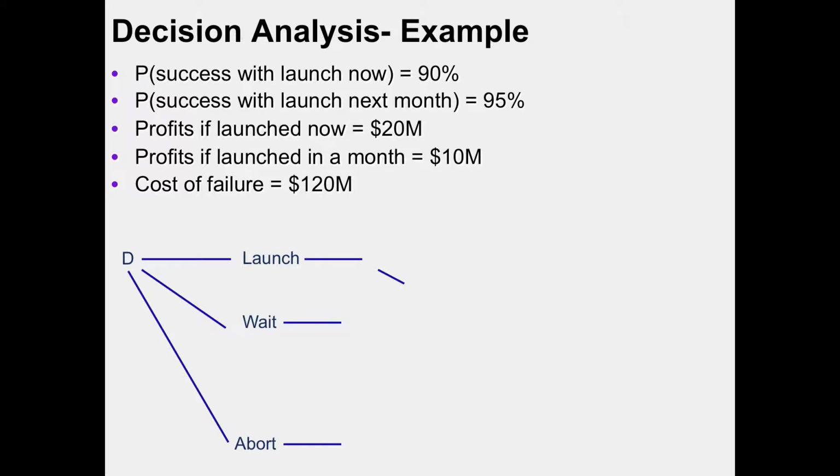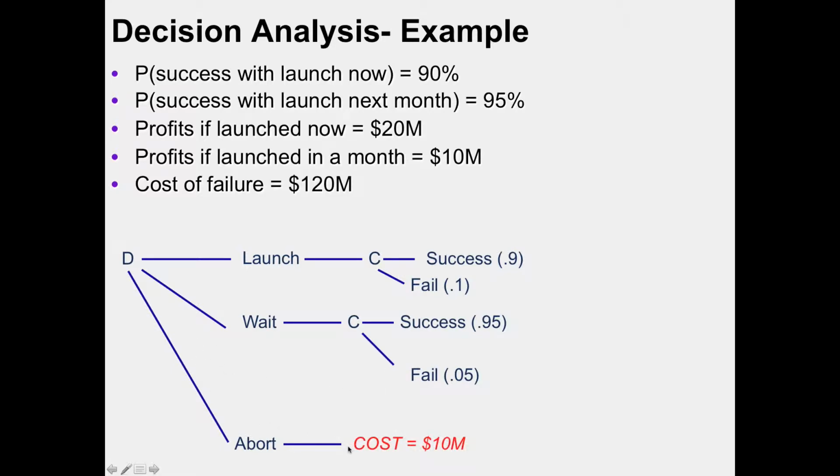And depending upon what I do here, I have a chance variable involved for each one. If I launch, the probability of success is 0.9. The probability of failure is 0.1. Similarly, if I wait a month, the chances of success are higher and the failure is lower. And if I abort, it costs me $10 million. If I just forget about it, it costs me $10 million. I don't get the 10 mil.